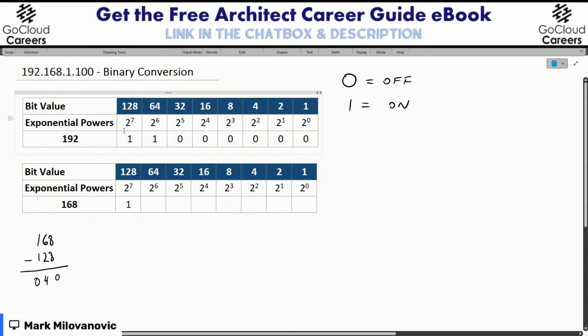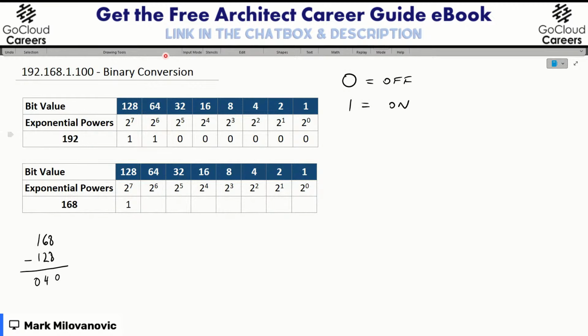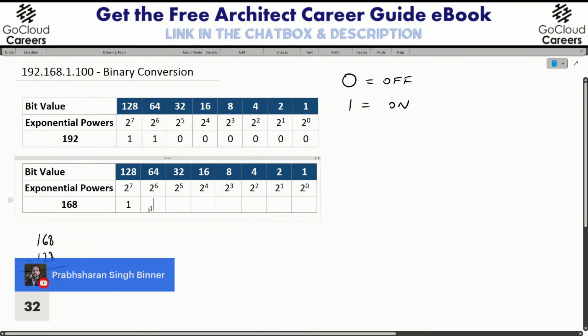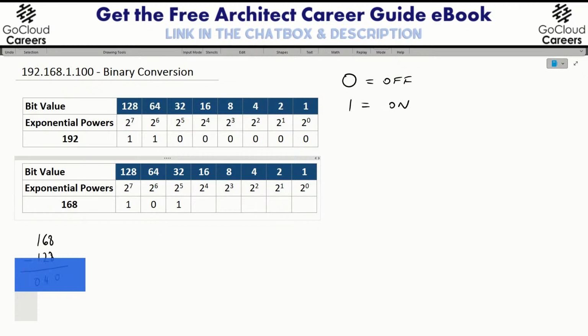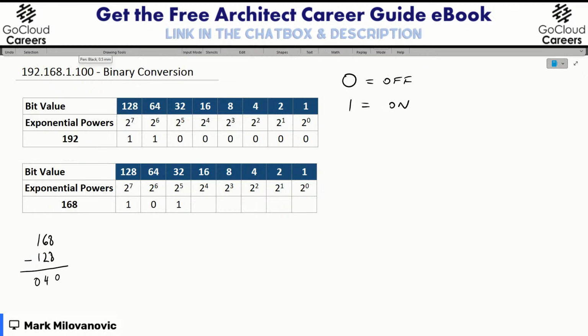40. Same exercise again. What coin allows us to get the closest to 40? What would you guys say? The next coin. Can we use 64? Okay, I see everybody writing 32. So we know we can't use 64, but we can use 32. Yep, perfect, guys. You get it.